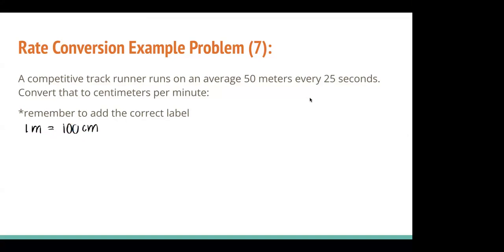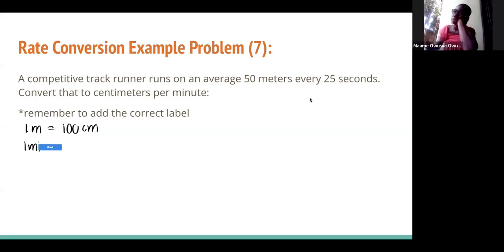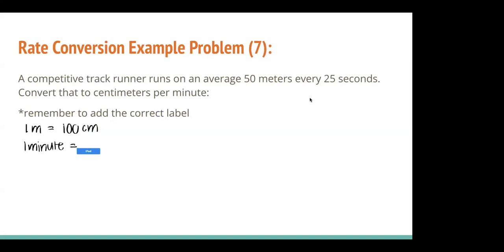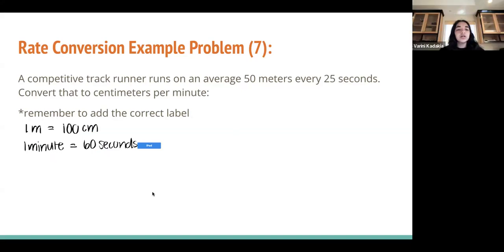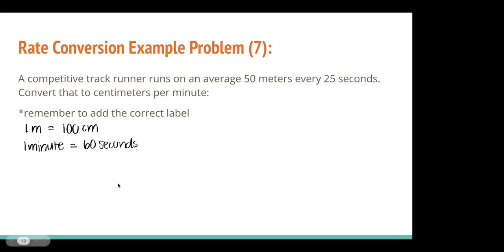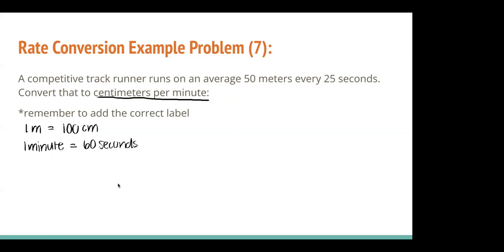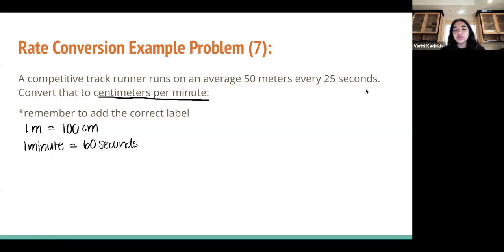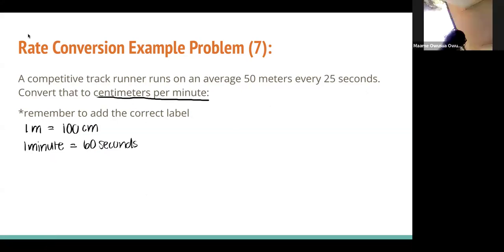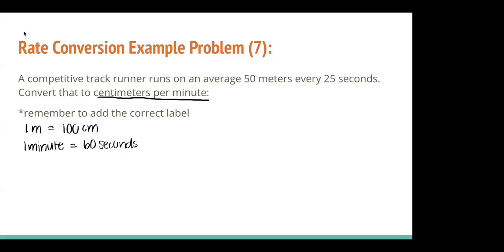and then 1 minute equals 60 seconds. So there are the conversions you need. 1 hour equals 60 minutes. But for this problem, you need to do centimeters per minute. So you convert two things instead of one. You need to convert the meters and you need to convert seconds. So I'll let you guys try this and then I can go over one way to solve it.